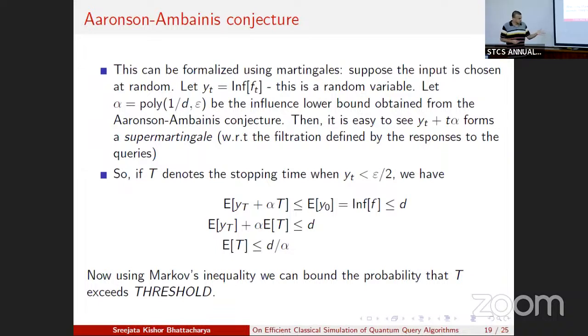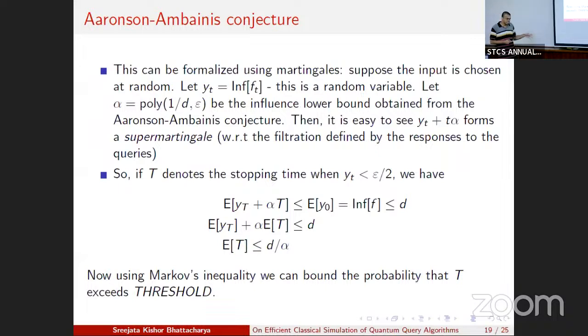And then we can simply define capital T as the stopping time, that is, when the total influence goes below this threshold. We have to upper bound the expected value of the stopping time. And for that, we simply use Doob's stopping time theorem. Since this is a super-martingale, the expectation of the stopping time is at most the initial expectation, that is the influence of f, and influence is at most d. This is again easy to see from the Fourier expansion. So we get an upper bound on the expected stopping time.